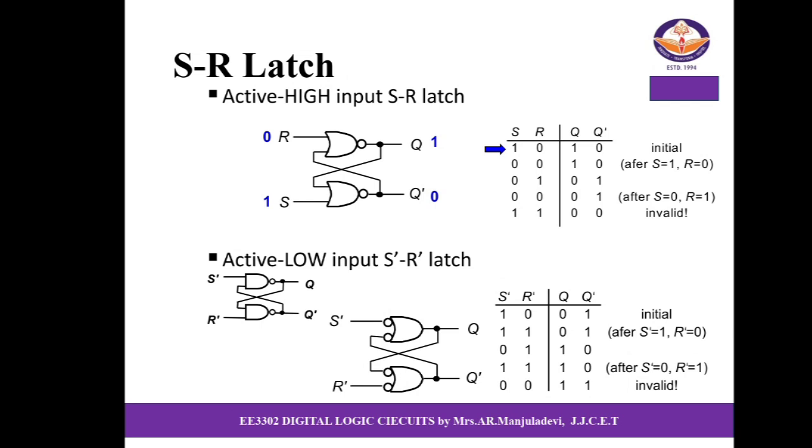For active high input, if set is high and reset is low, then the output Q is 1 and Q bar is 0. If set is low and reset is low, then the output Q is 1 and Q bar is 0. If set is low and reset is high, then the output Q is 0 and Q bar is 1. If set is low and reset is low, then the output Q is 0 and Q bar is 1. If both inputs are high, then both outputs are 0.